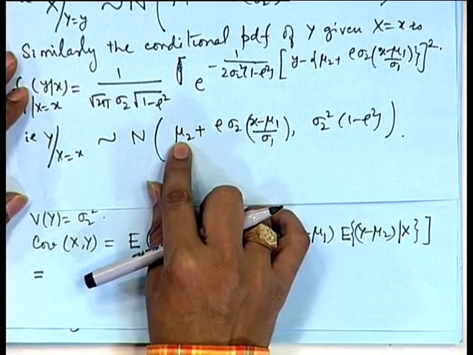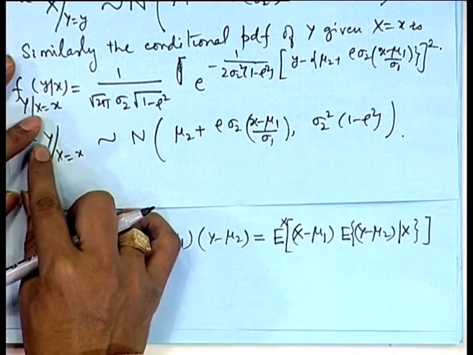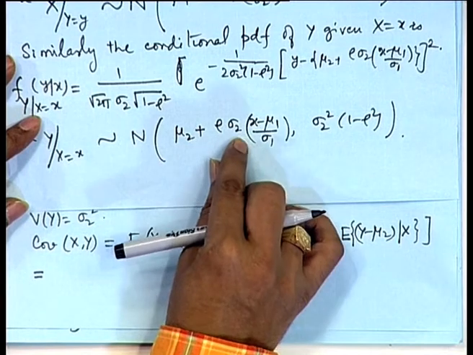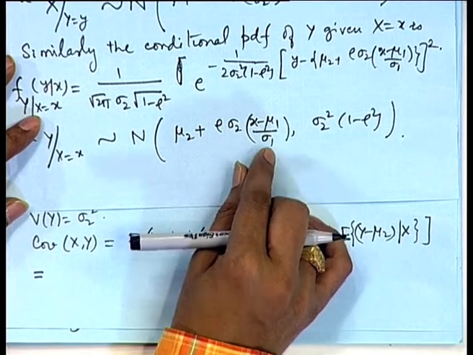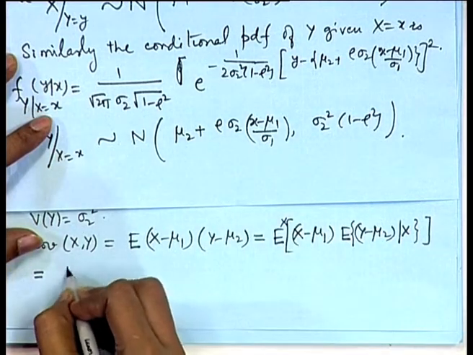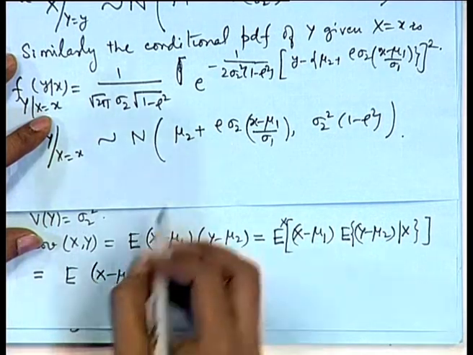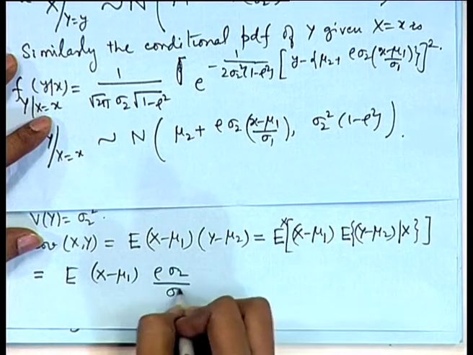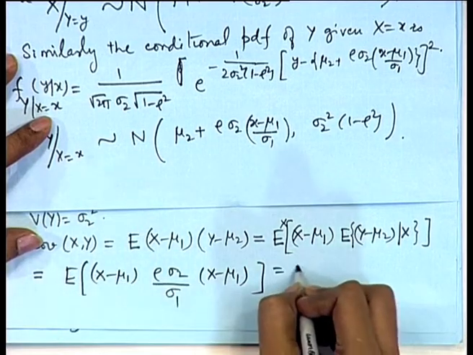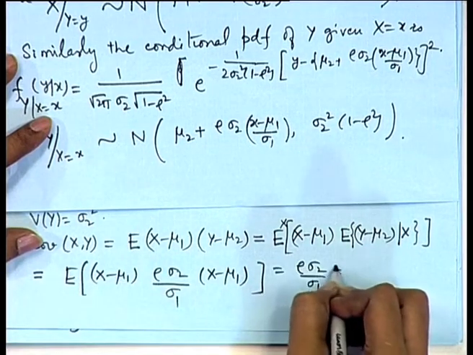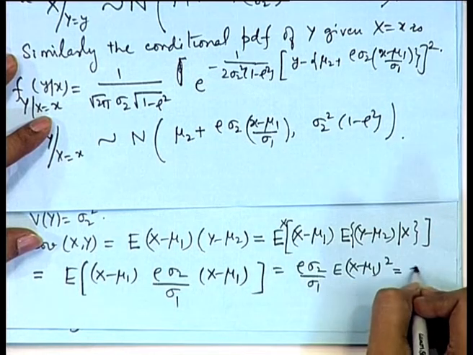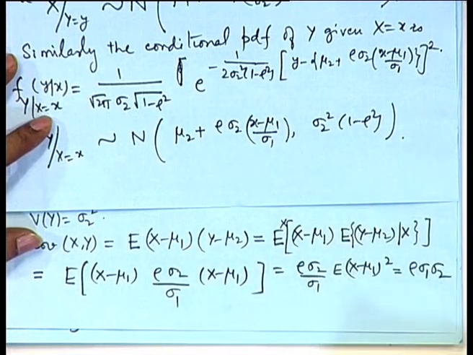The conditional distribution of y given x was calculated to be a univariate normal distribution, and the mean was mu 2 plus a certain term. So, expectation of y given x will be mu 2 plus rho sigma 2 into x minus mu 1 by sigma 1. Therefore, expectation of y minus mu 2 given x will be rho sigma 2 by sigma 1 into x minus mu 1, which gives rho sigma 2 by sigma 1 times expectation of x minus mu 1 square, which is sigma 1 square. So, it is rho sigma 1 sigma 2.